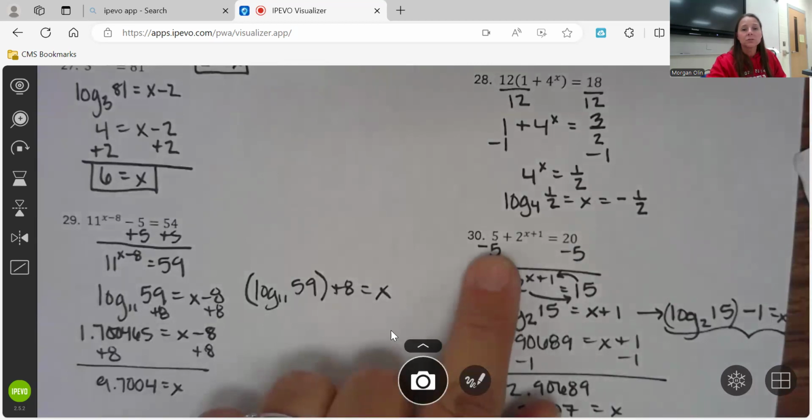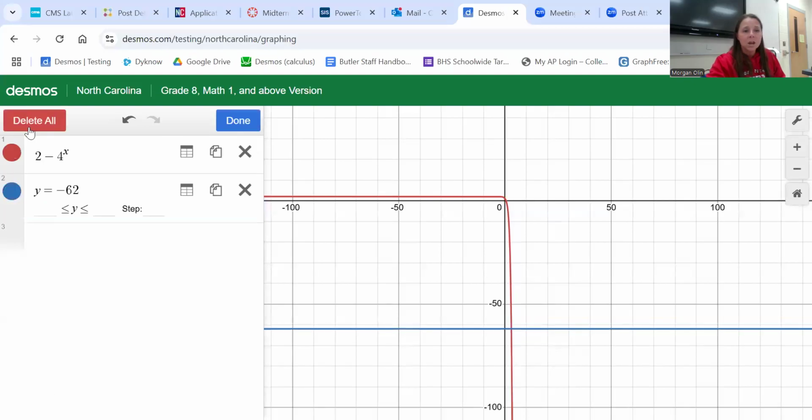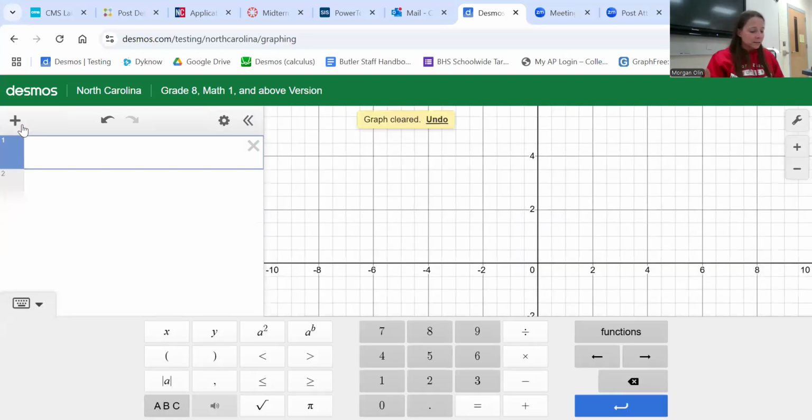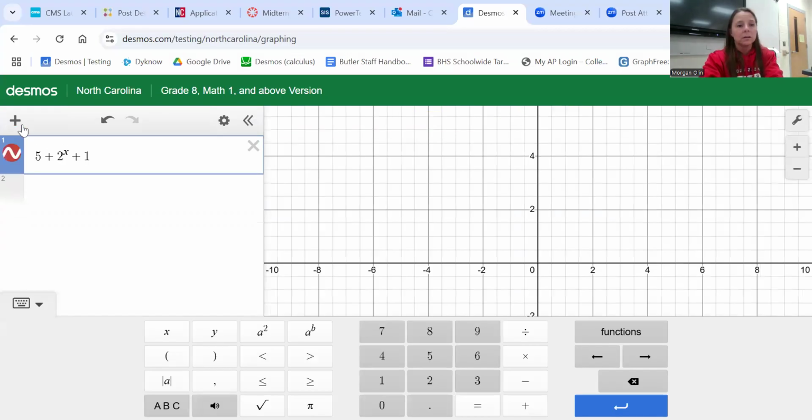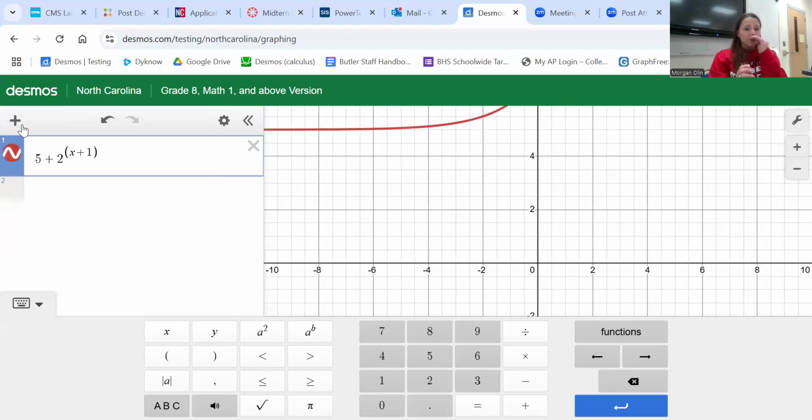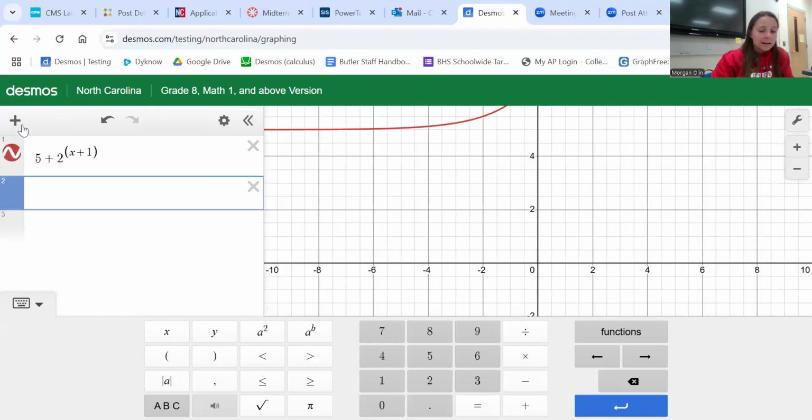I will plug this one into Desmos right quick so that we can see it. If all you want is the decimal for it, feel free: 5 plus 2 raised to the x plus 1. By the way, in the exponent spot, you have to put parentheses and then plus 1 if you're using Desmos like that. Otherwise, the 1 just jumps back down. All right. And then on the other side, it equals 20. So I'm going to put y equals 20.